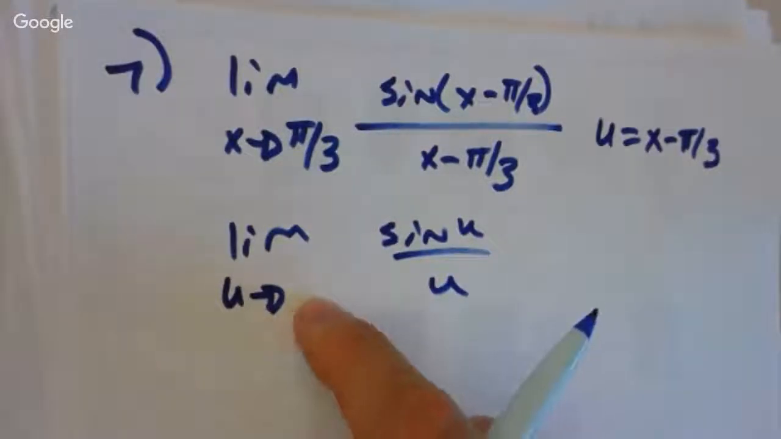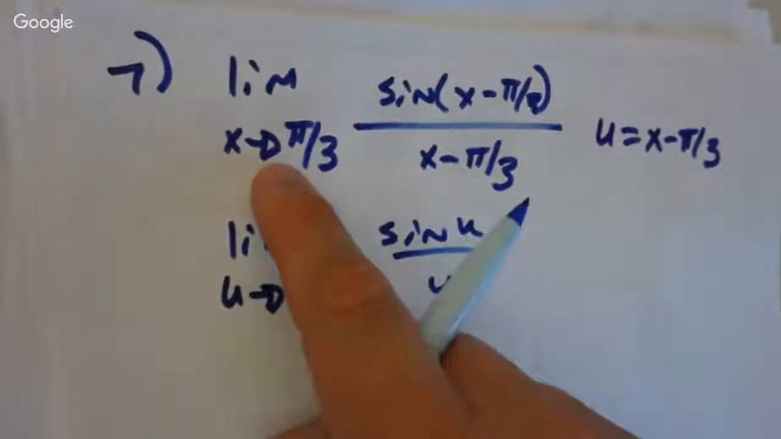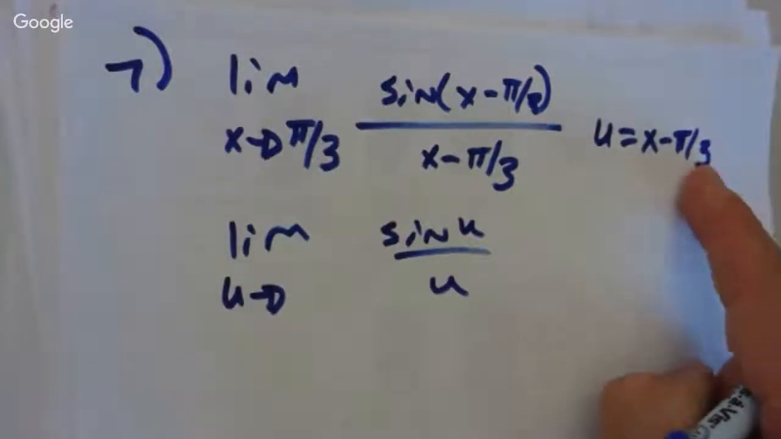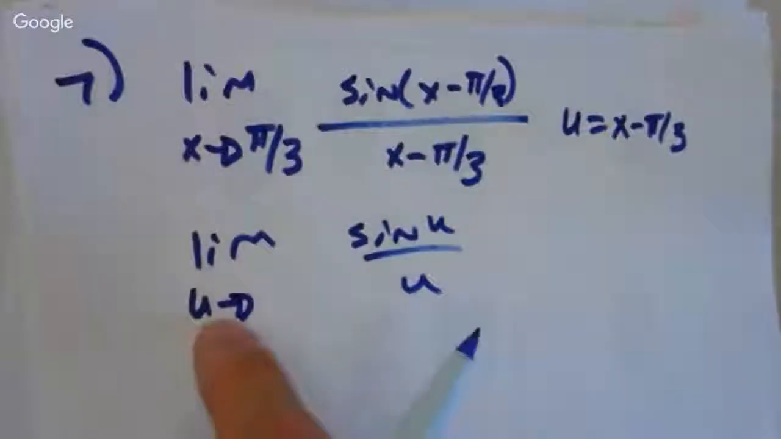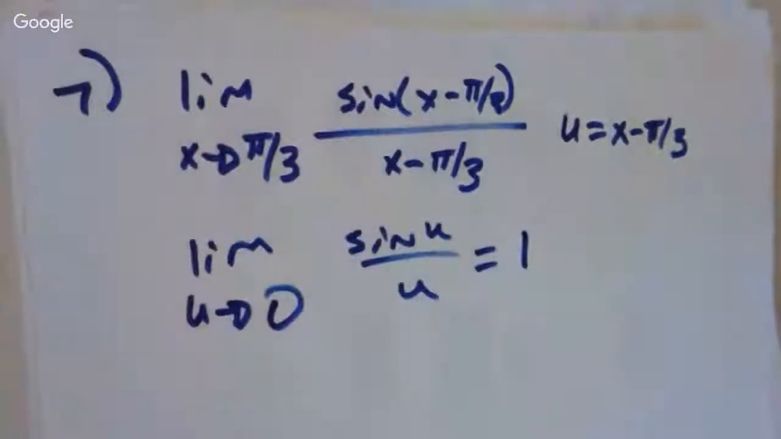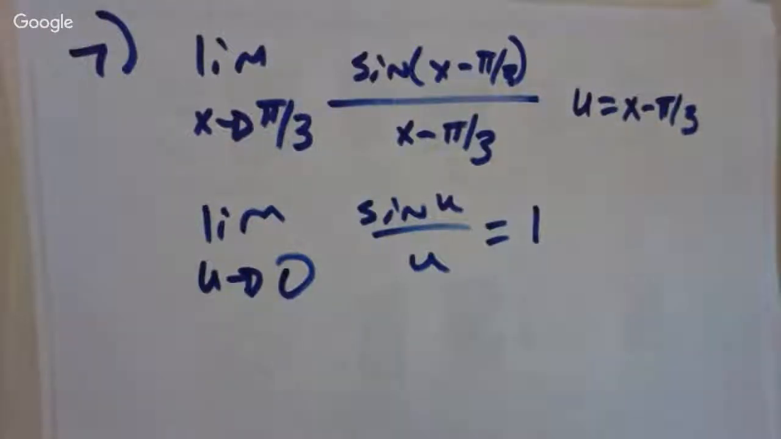It'd be really nice if this was 0. So if x is getting close to pi over 3, what's pi over 3 minus pi over 3 getting infinitely close to? 0. So what's u getting close to? 0. Yay. What's that limit then? 1. But it's a multiple choice problem, so the answer is C, like kitty cat.